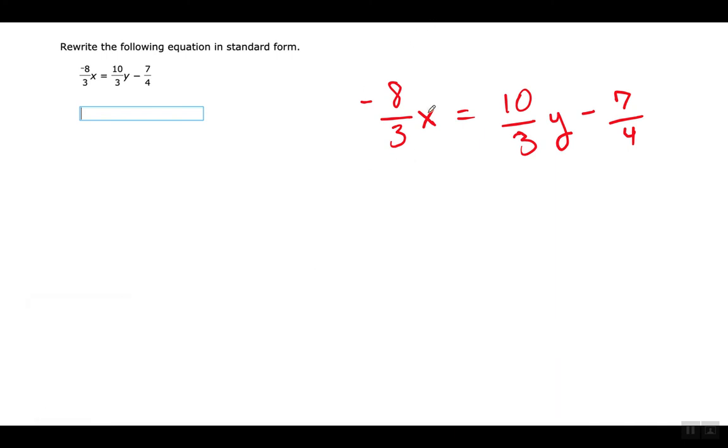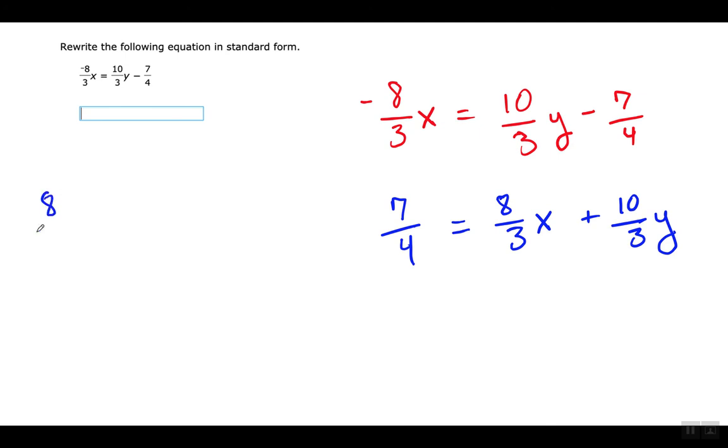So if I move this term to the right, it's going to become positive 8 over 3x plus 10 over 3y. And I'm going to move the negative, or the minus 7 over 4 to the left, which will make it positive 7 over 4. I think that's the easiest way to look at this, all right? Now on top of that, let me write it so that this part is in the front and this part is in the back. So 8 over 3x plus 10 over 3y. I promise you this will be easy, okay?